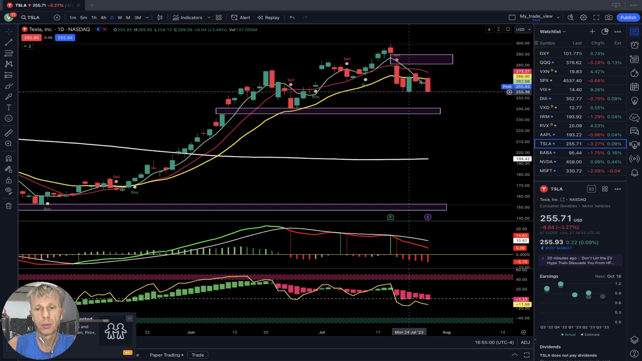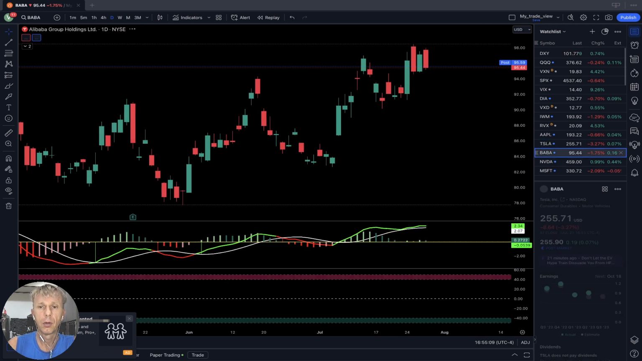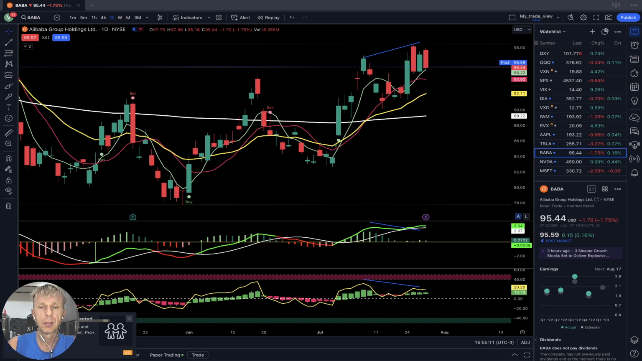On July 24th. Bearish trend on all indicators. Alibaba Group minus almost 2% today, 1.75, almost minus 2.